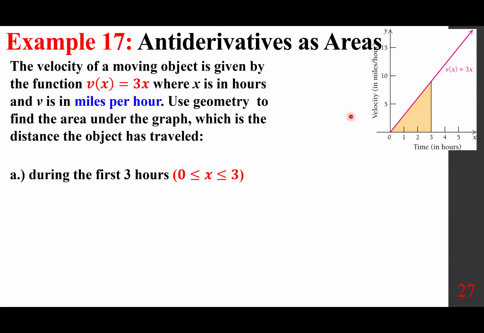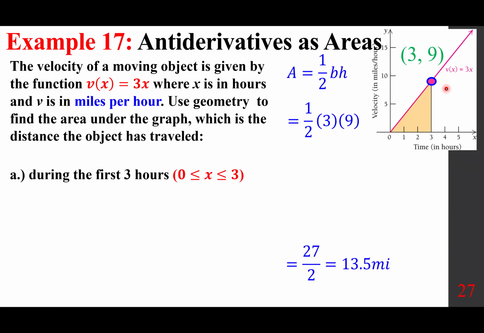Well, the area is a triangular shape, half of base times the height. So we need to recognize this point at 3, y, or in this case, v of x is 9. So this point has coordinates 3 and 9, which means the base is 3, the height is 9. Plug in. So 1/2 times 3 times 9 is 27 halves, or 13.5 miles.